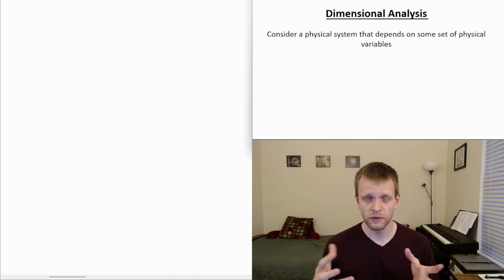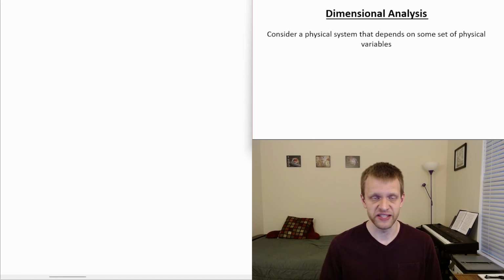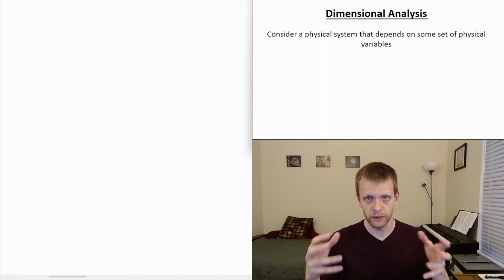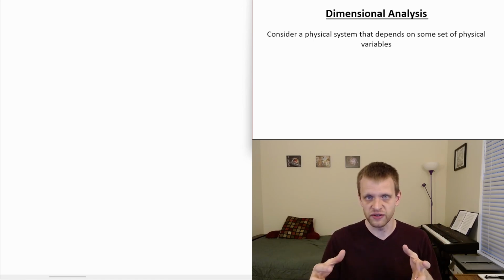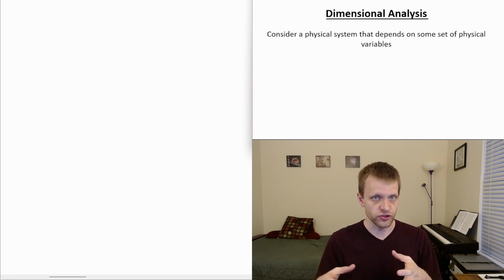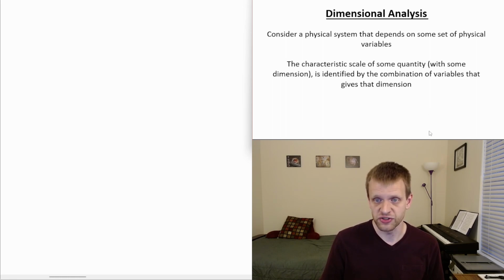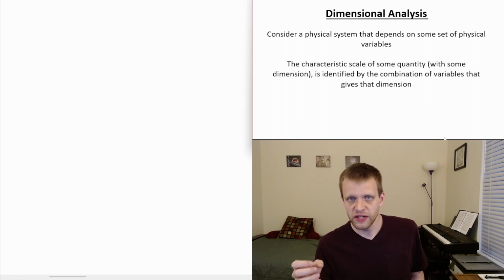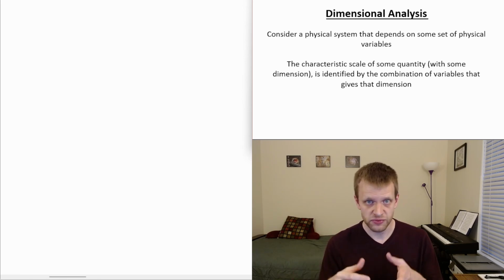So let's talk about this just conceptually first, and then we'll do lots of concrete examples. Consider a physical system that depends on some set of physical variables. We could have an object that has a certain size, a certain mass, maybe it's in a fluid that has a certain density, a certain viscosity. Identify all the physical variables that are going to describe this particular system. We can try to identify characteristic scales of this quantity with some particular dimension.